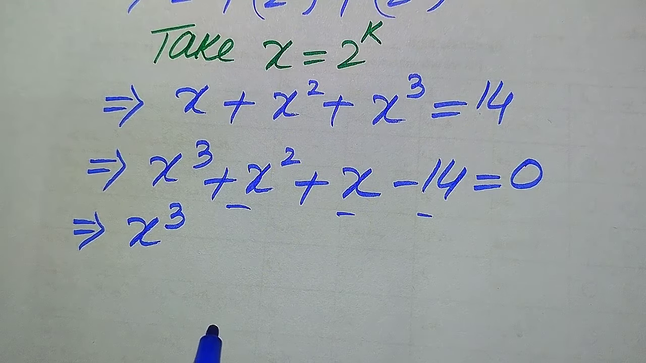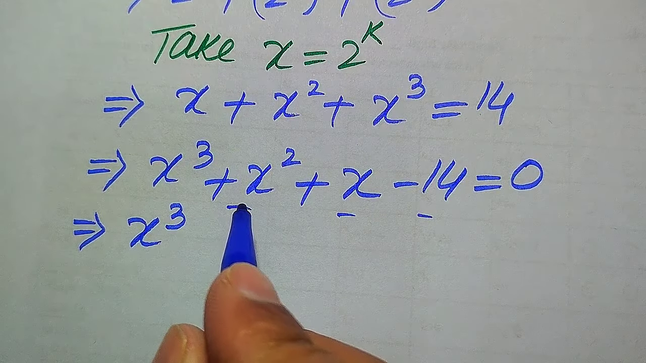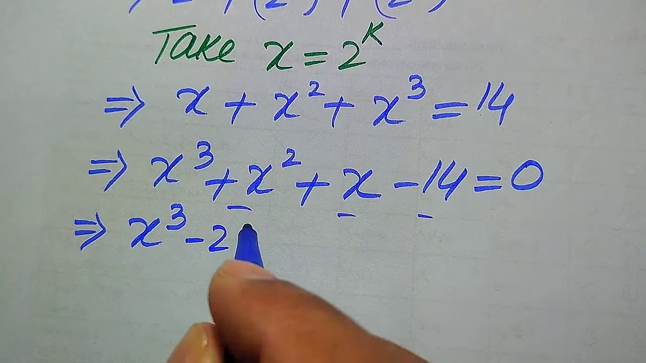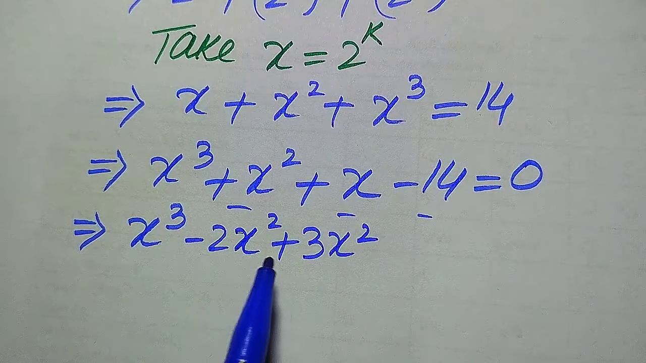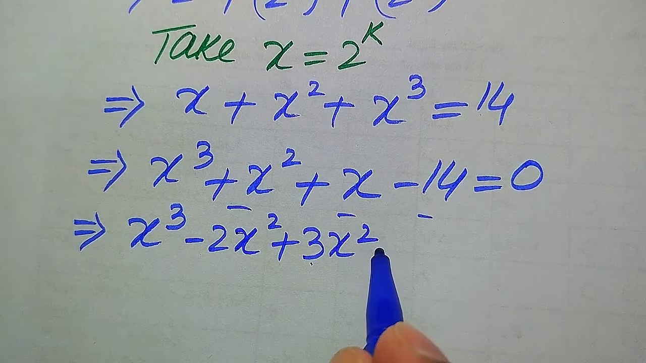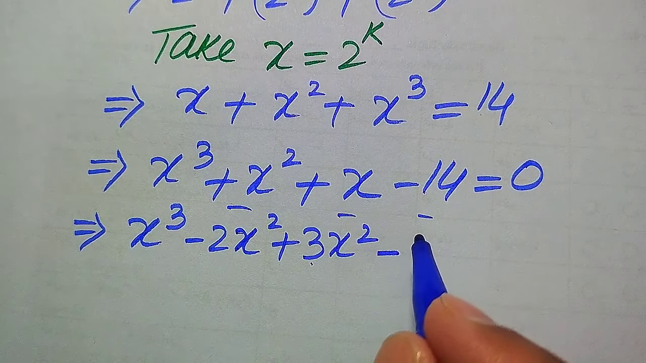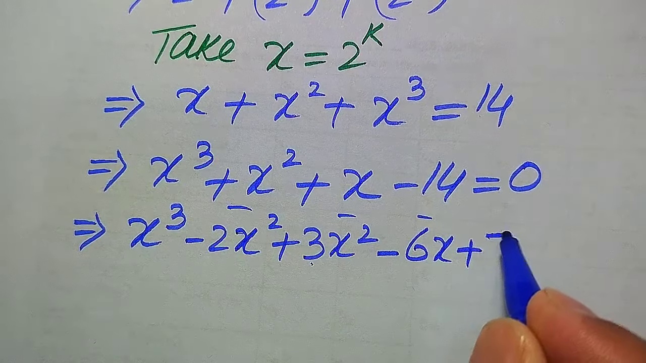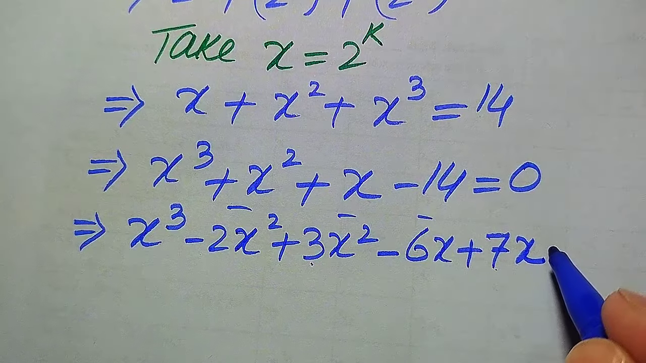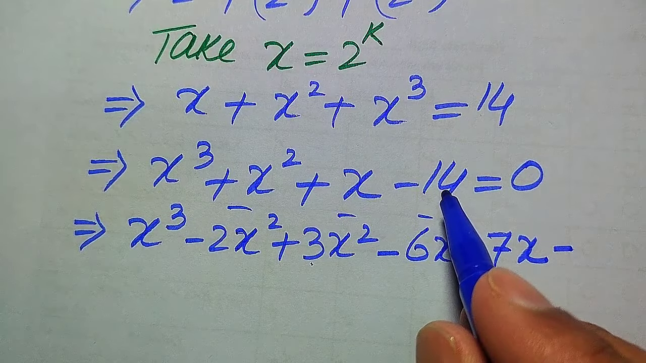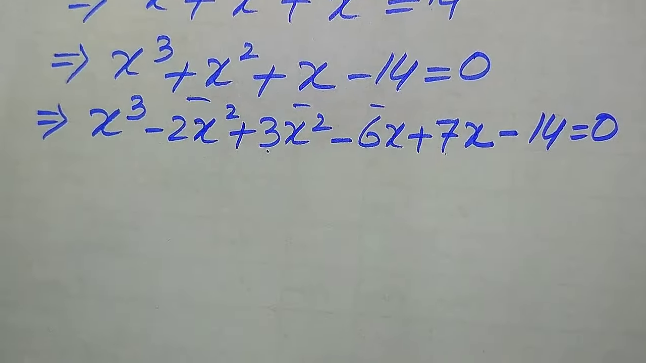But if you have any other method in your mind, please don't hesitate to write this method in the comment section. So here we break this plus x squared as minus 2 times x squared plus 3 times x squared. Okay, because minus 2 plus 3 becomes plus x squared, and in the same pattern we need to break this plus x as in this form. We write this x as minus 6x plus 7x. Okay, minus 6 plus 7 also becomes 1x, and here we have 14. So we write this 14 as it is, and this whole equation is equal to 0.